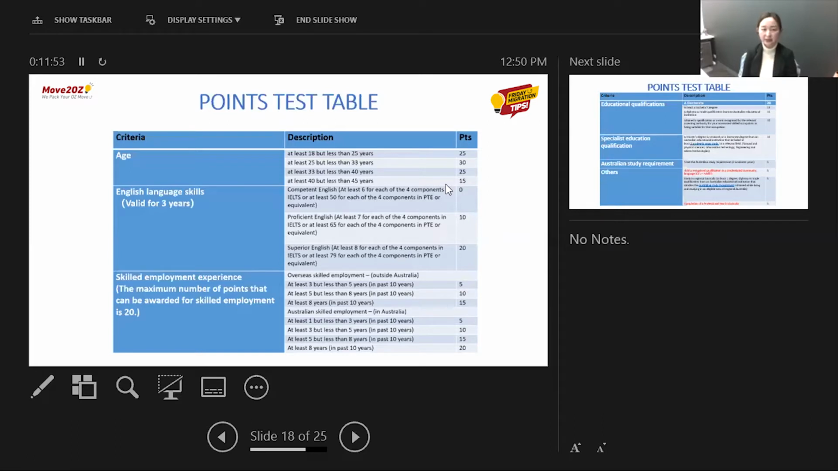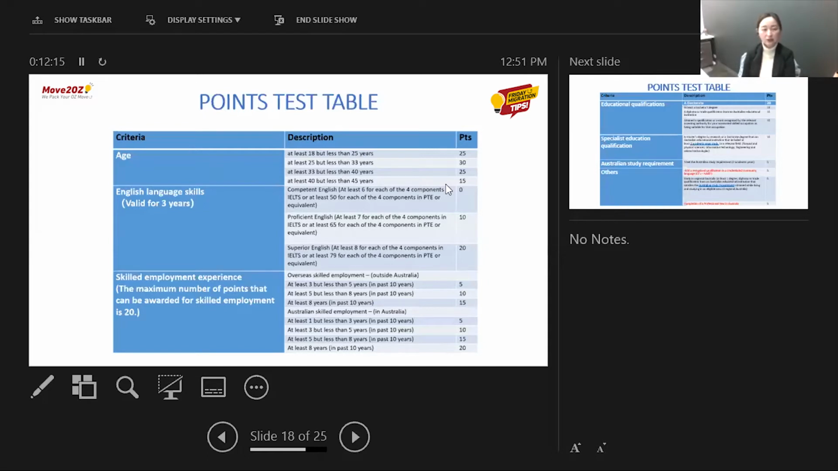The first one is age. We'll look at the birthday on the passport to calculate how old you are. The best one is from 25 years old to 33 years old. So before your 33rd birthday, you'll have 30 points. That's the maximum points for age you can get.